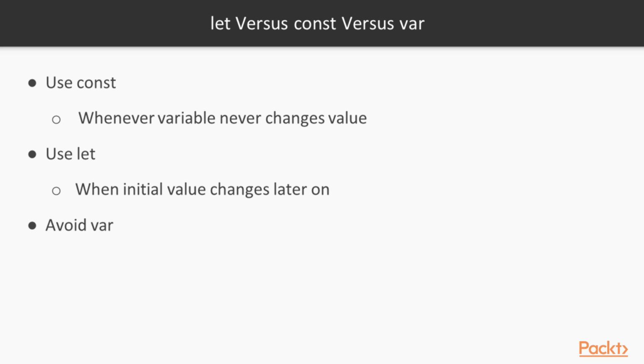Hope by now you have understood the differences between var, let, and const. The question that might be popping in your head is when to use what? Well, I would say use const whenever a variable never changes its value. That means you have a constant that doesn't change, so prefer const. Prefer let when the initial value changes later on. So you have declared a variable and you need to increment it, or you want to change the value of the variable, I would say use let.